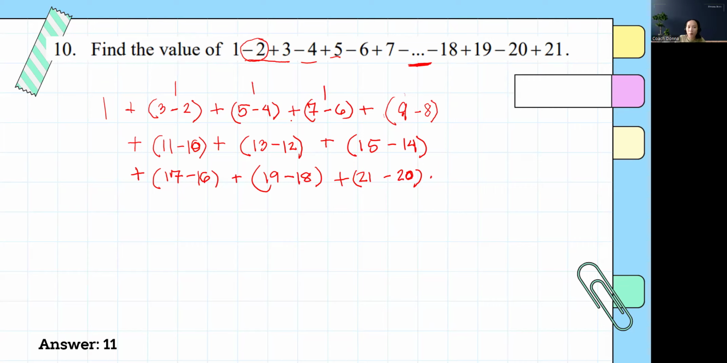So let's just count because it's 1. All of it is 1. So we have 1, 2, 3, 4, 5, 6, 7, 8, 9, 10, 11. All right? So we'd get an answer of 11.